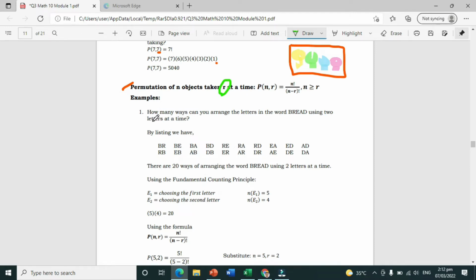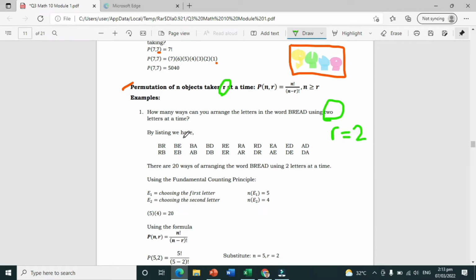Number 1. How many ways can you arrange the letters in the word bread using 2 letters at a time? Question. Ilang letters lang yung pwede natin gamitin to arrange yung word na bread? So, there are 2 letters. So, in other words, yung r na ibig sabihin dyan, kung ilang letters, numbers, na pwede nang natin gamitin. So, dito na item, there are only 2.